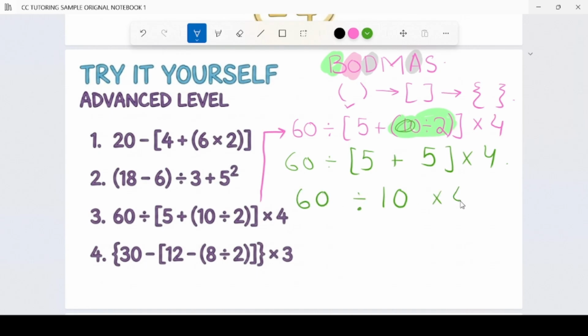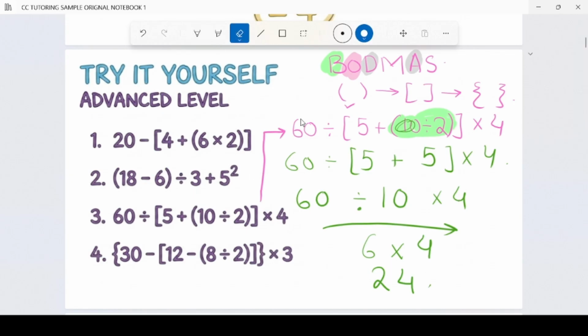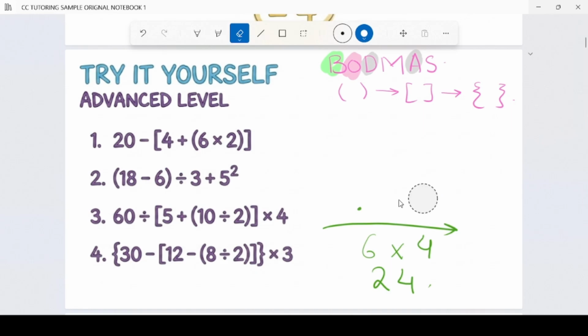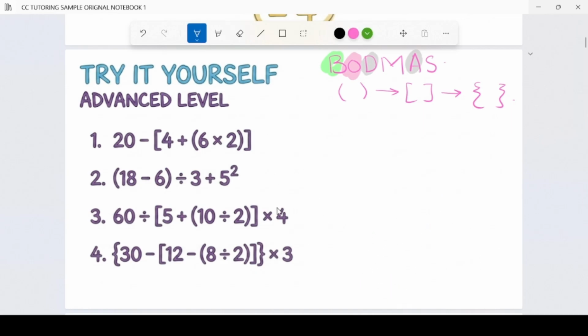60 multiply by 4, and I have told you if there are only multiplication and division, we can solve it from left to right, and that is 60 divided by 10. 6 multiply by 4. 6 ones are 6, 6 twos are 12, 6 threes are 18, 6 fours are 24. So the answer for this one is 24. I hope you got this one. So the answer for this is 24.